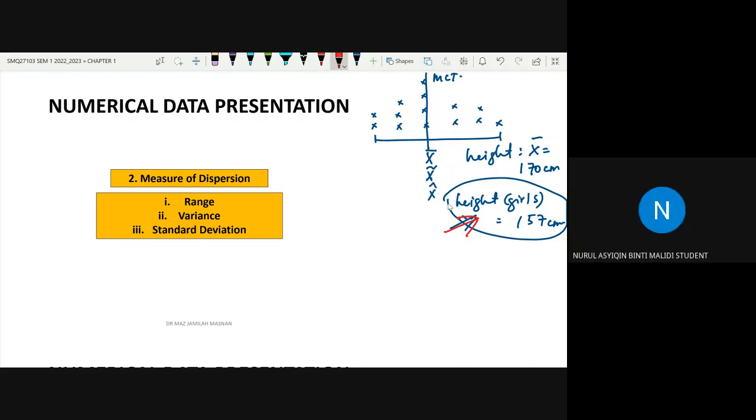Because... kawan perempuan dia ni tinggi dia 157 je. Dia tak sampai 170. Jadi tak boleh nak buat ni.